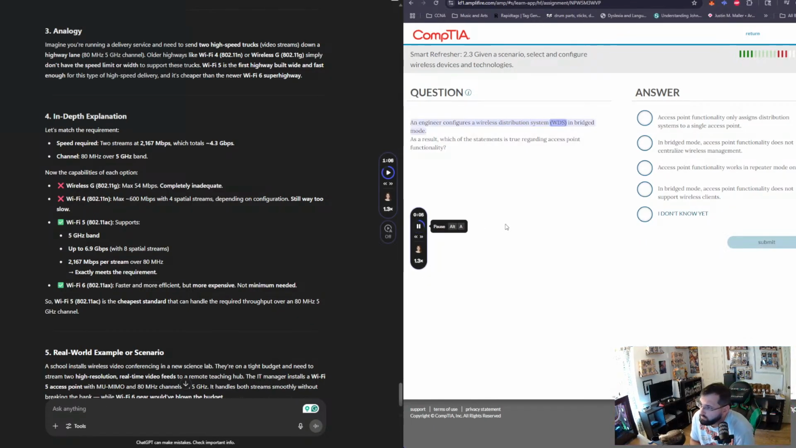Distribution system WDS in bridged mode. As a result, which of the statements is true regarding access point functionality?